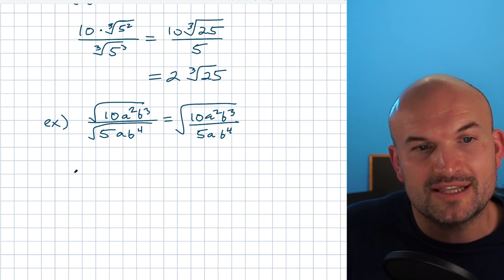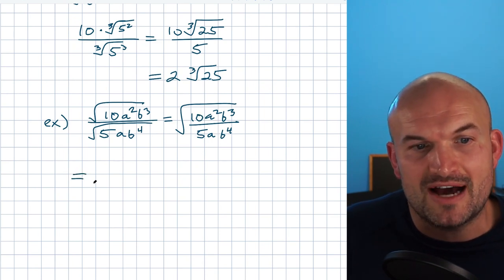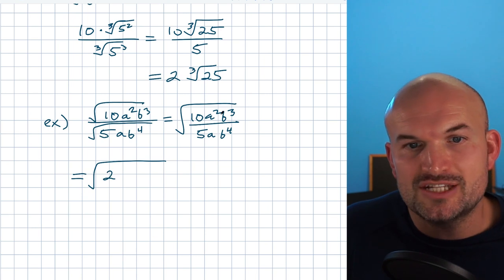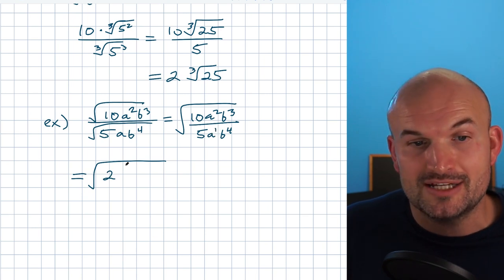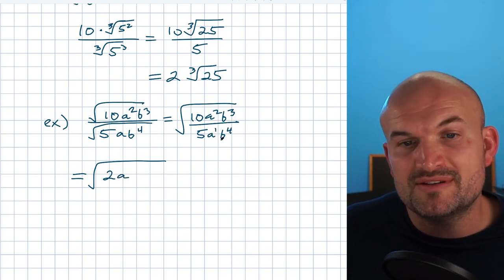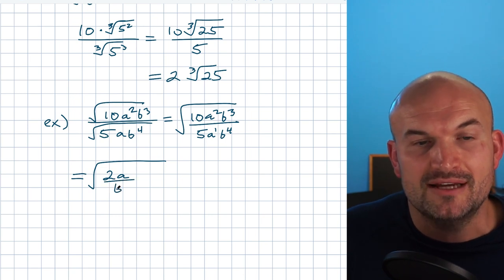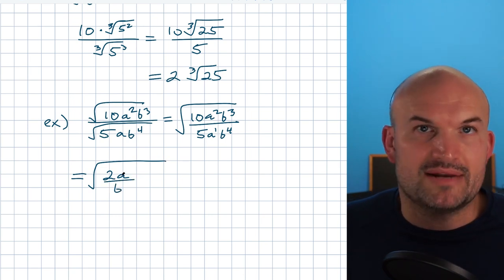And when I go ahead and simplify this expression, I can just do 10 divided by 5. Well, that's going to be a 2. a squared divided by a to the first power is just going to be an a. And then b cubed divided by b to the fourth here is going to be a simple b. Now I might say, okay, well, now what do I do with this?